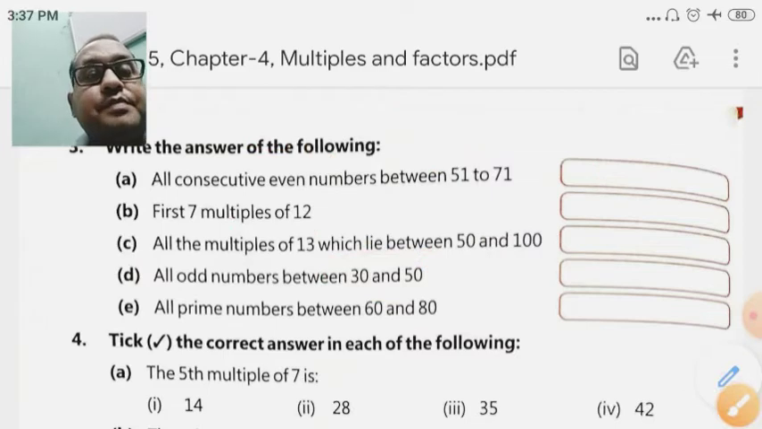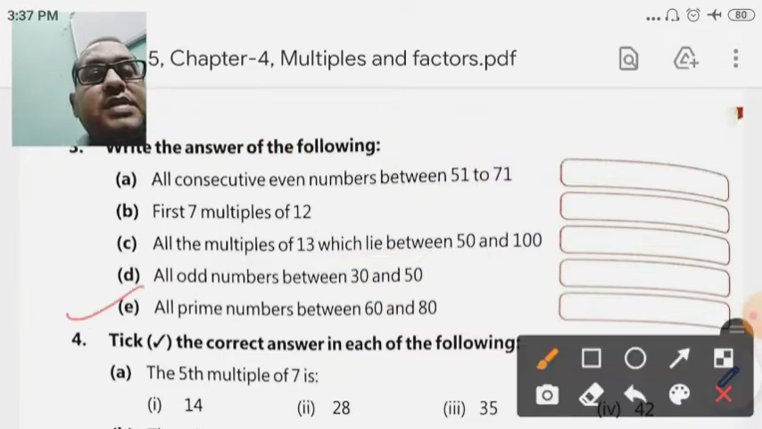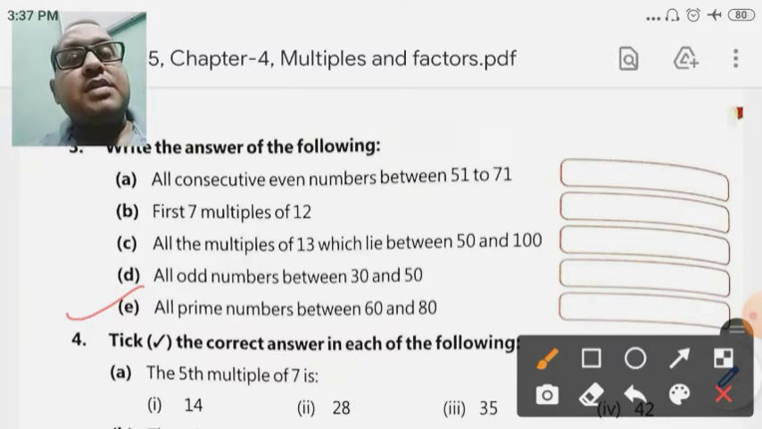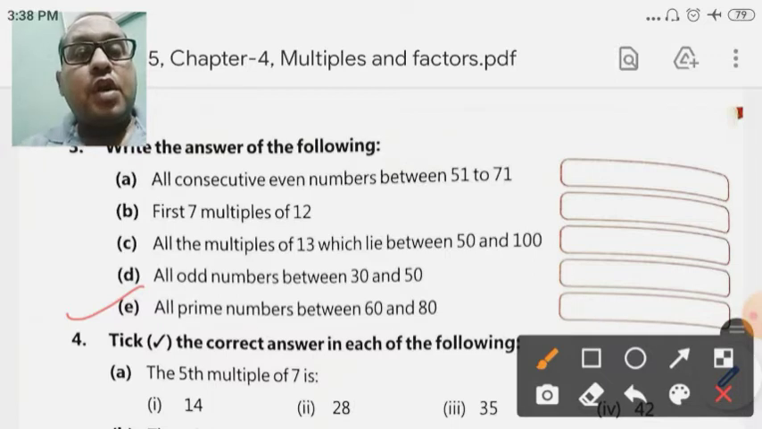Next one is all the prime numbers between 60 and 80. A prime number is a number which has only one factor other than 1. We can also define it as a number which is divisible by 1 and itself only. So we have to find all the prime numbers between 60 and 80.